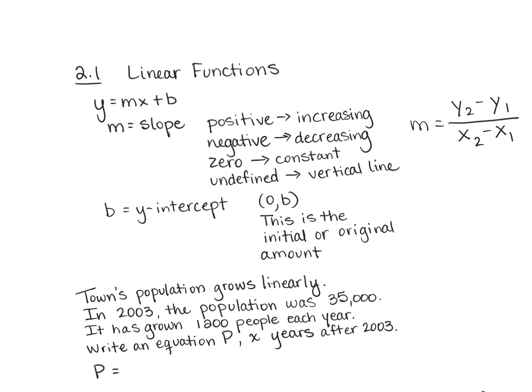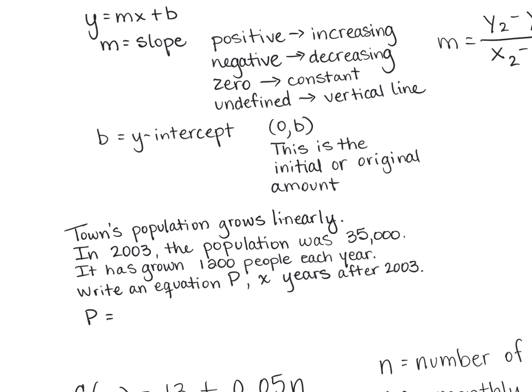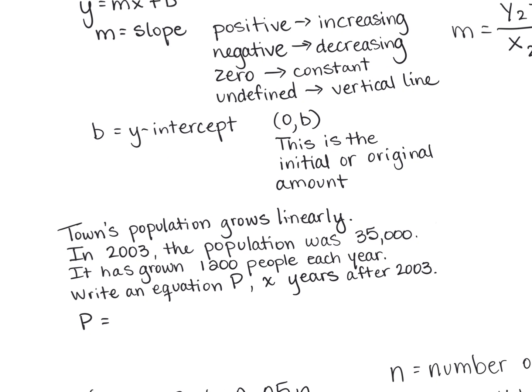So this first question is one that you'll see in your homework, and it says a town's population grows linearly. Now it's important that it says the word linearly because later in the chapters that we're going to cover, we're going to be doing things that are a different style of growth. So it's important to understand that. So it says that in 2003, the population was 35,000. So you can think of this as being your initial population.